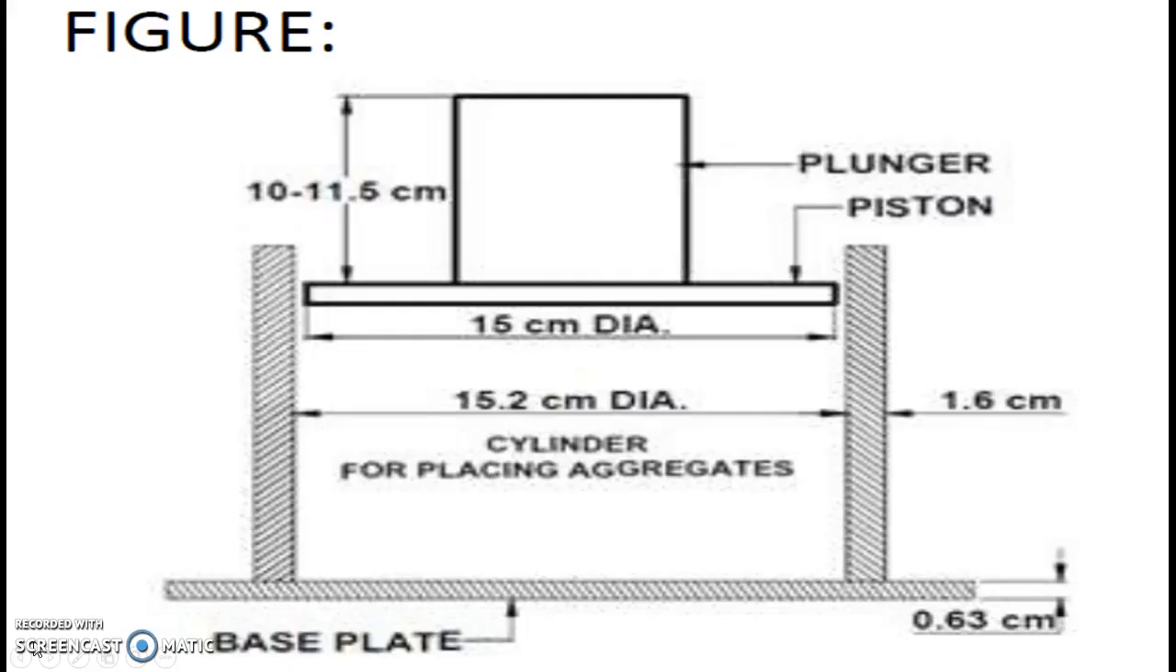After that, let us have a look at the apparatus. The apparatus consists of a cylindrical mold with 15.2 cm diameter outside and 15 cm diameter inside, with a plunger positioned 10 to 11.5 cm in height.